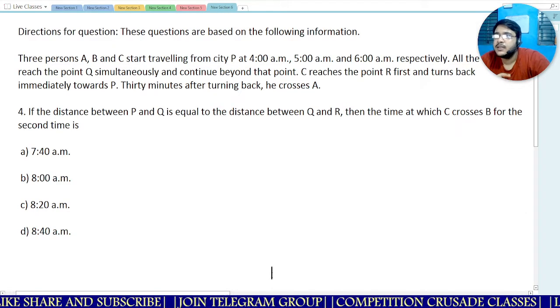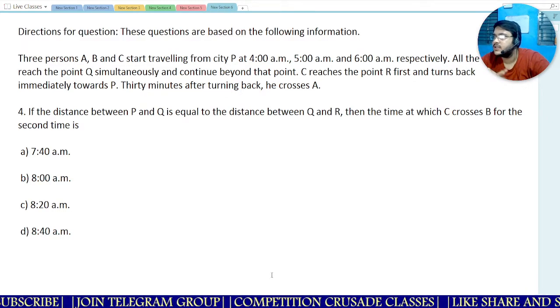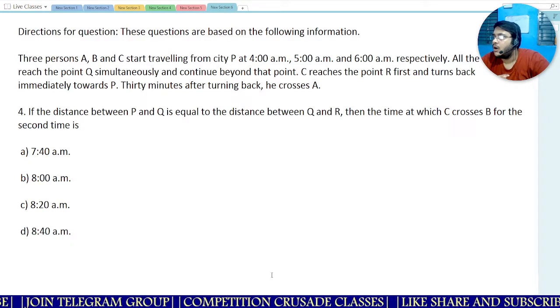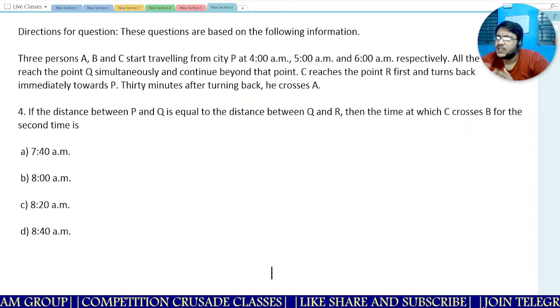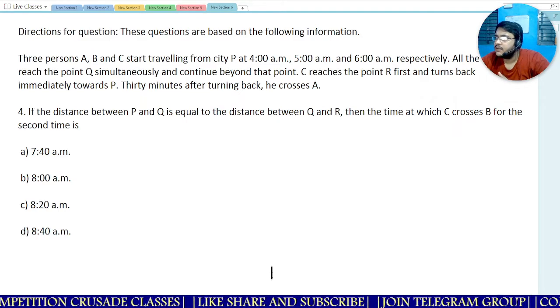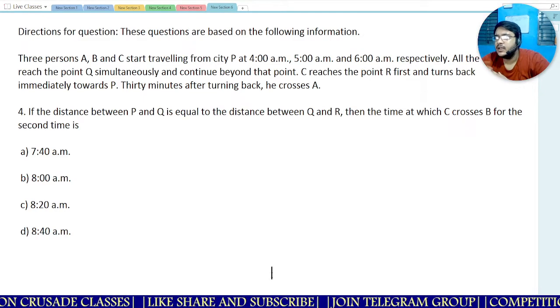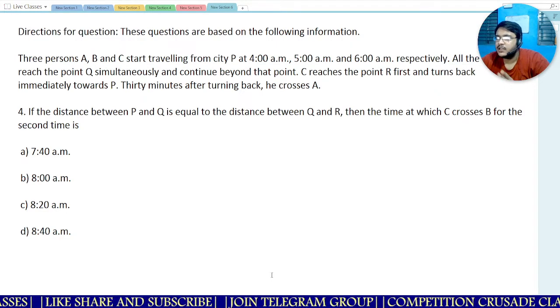Three persons A, B and C start traveling from a city P at 4 a.m., 5 a.m. and 6 a.m. respectively. All three reach point Q simultaneously and continue beyond that point. C reaches the point R first and turns back immediately towards P. 30 minutes after turning back he crosses A.